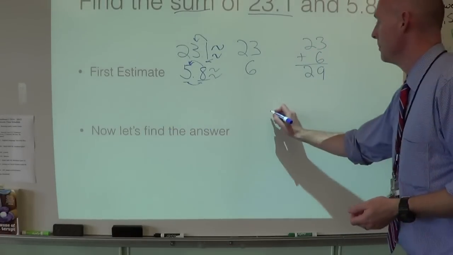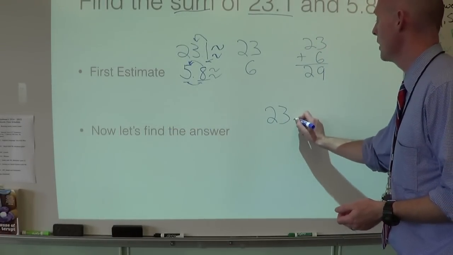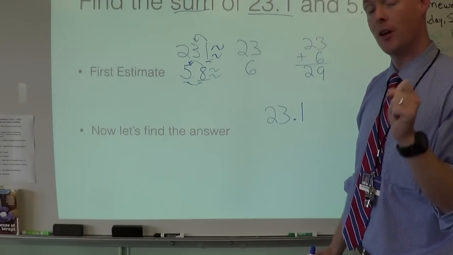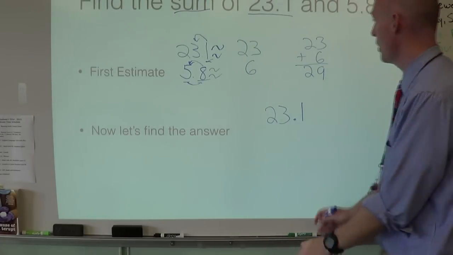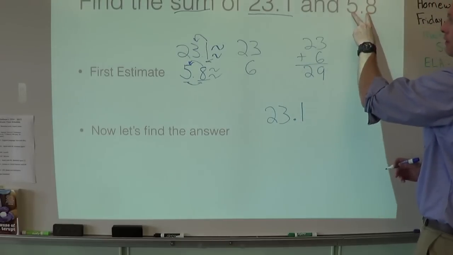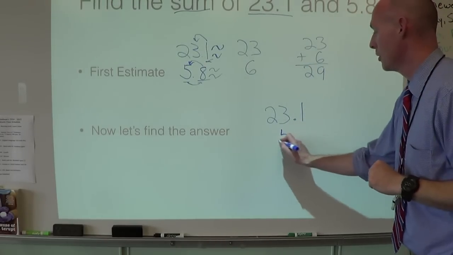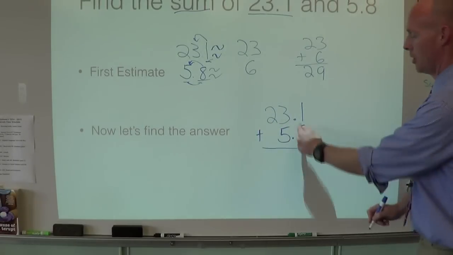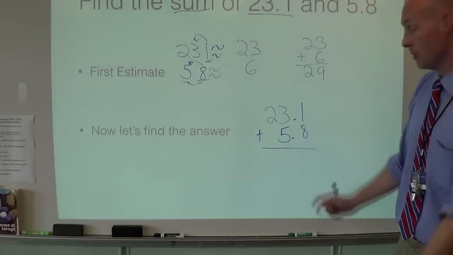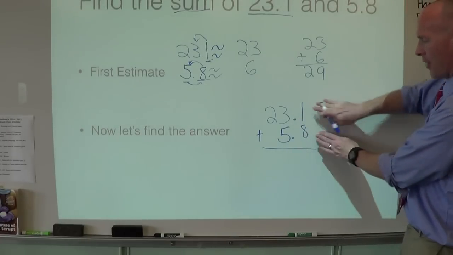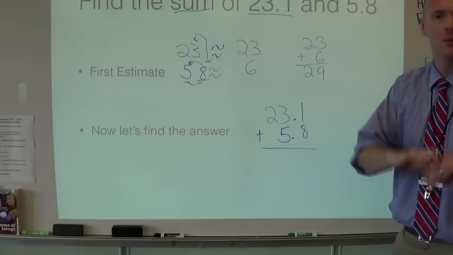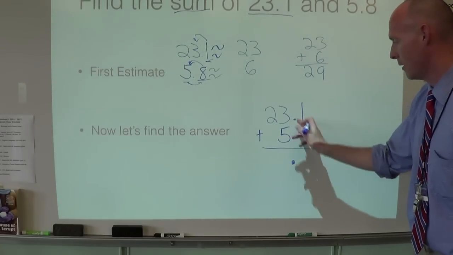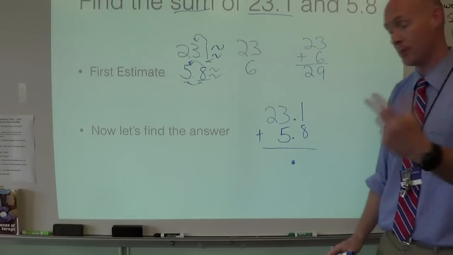Now let's find the answer. 23 decimal point 1. Now remember, previously we wrote down a note that said we have to line up the decimal points. So, 23 1/10, 5 8/10. I'm going to make sure that those decimal points are right in line. Next, I checked: are the numbers equal in length? They are. No need to add zeros. But what I am going to do is bring down that decimal point there, in a straight line when adding and subtracting.